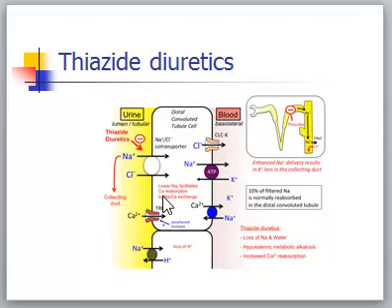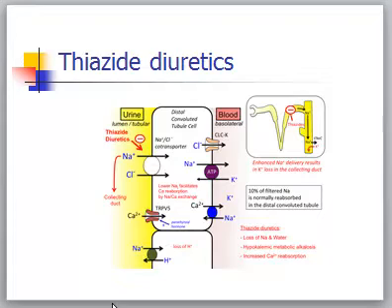Thiazides also cause potassium loss while retaining calcium. Thiazide diuretics are usually used for their blood pressure lowering effects, because their diuretic action is relatively weak compared to some other types of diuretics, such as loop diuretics.